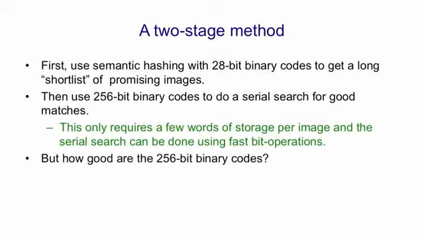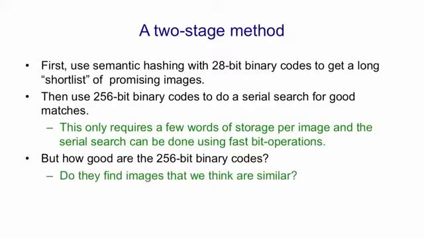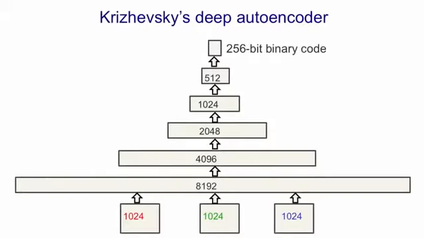The question is, how good is a binary code of that size at retrieving images? Are they going to find images that we think of as being similar? So here's a net that was trained by Alex Krizhevsky. It's working on small color images, so they're only 32 pixels by 32 pixels, and it takes as input the red, green and blue channels from those images.